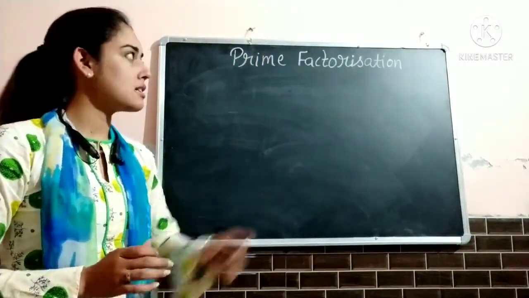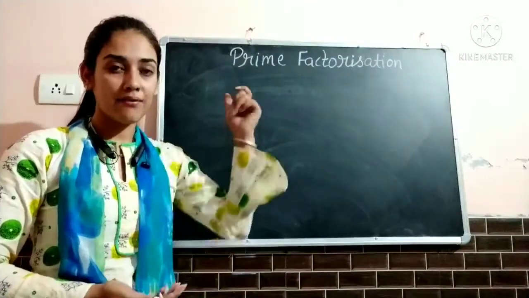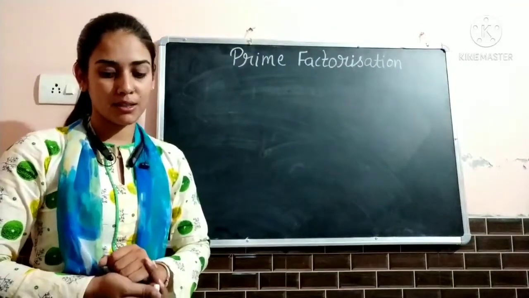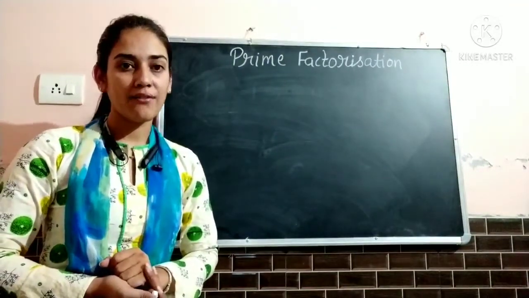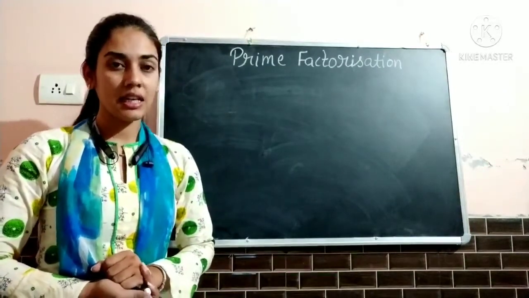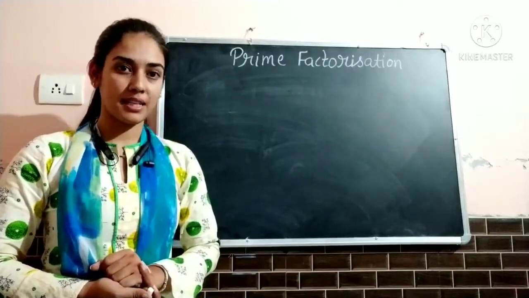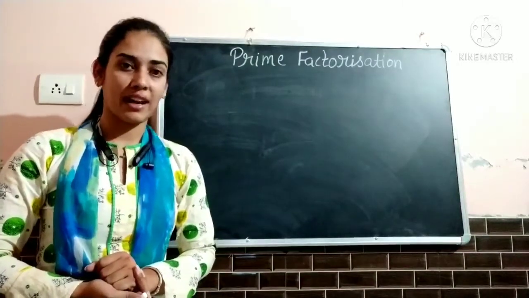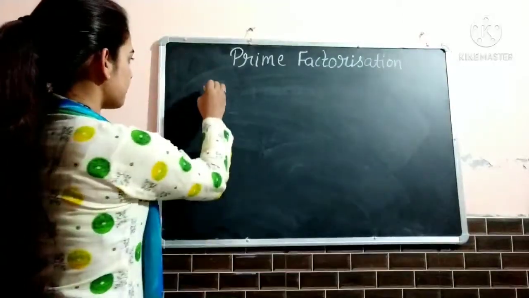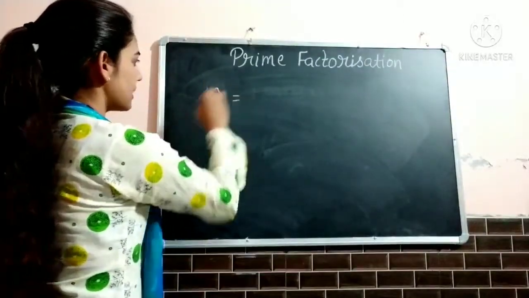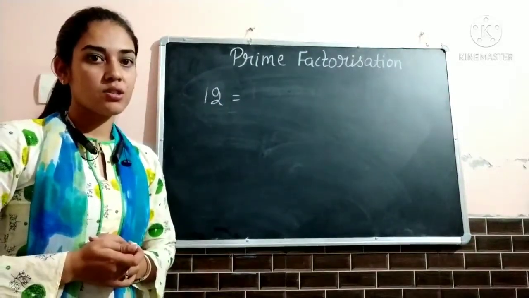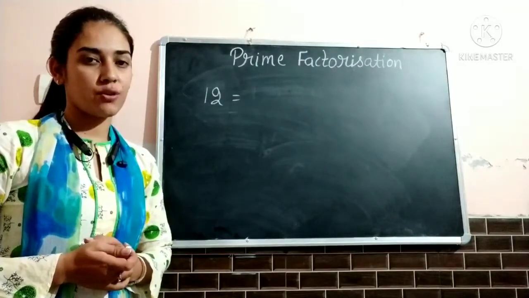First of all, we will discuss what prime factorization is. Factorization in which every number is prime is called the prime factorization of a number. Let us take an example. If I write here 12, then write the prime factorization of 12. So how to write the prime factorization of 12?